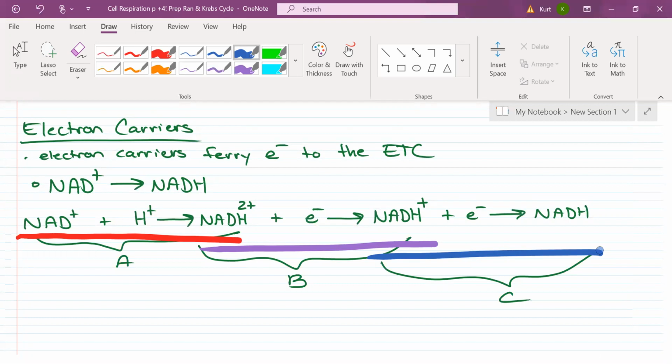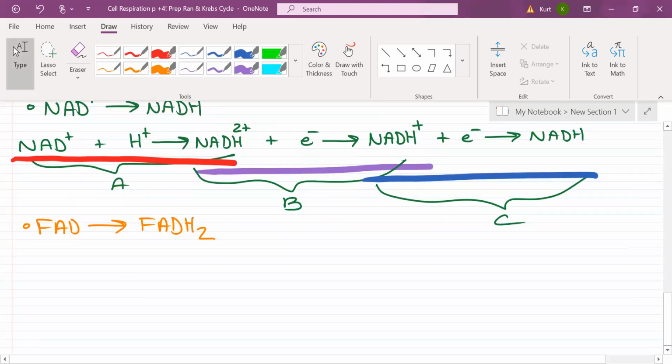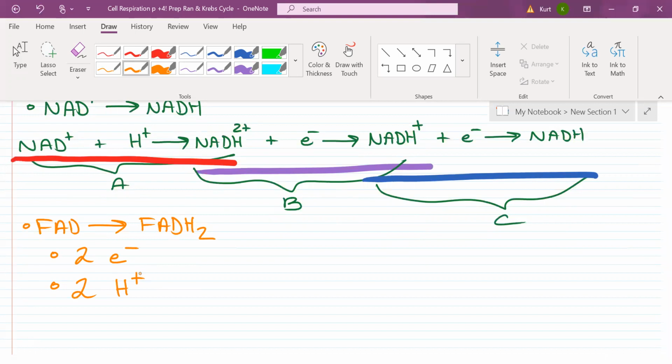You've seen NAD plus a lot. You're going to see it a lot today, but you're also going to see a new one today, and that is going to be FAD to FADH2. You only see this 1 electron carrier once, and you see it in the Krebs cycle. So I want to show you how this goes from FAD to FADH2. Because this is new, I'm going to tell you what's included in it. It carries 2 electrons, and it carries 2 hydrogen ions. NAD plus can carry 2 electrons and 1 hydrogen. FAD can carry 2 of each.